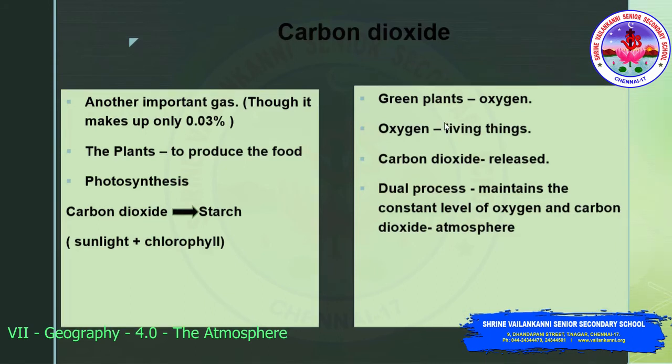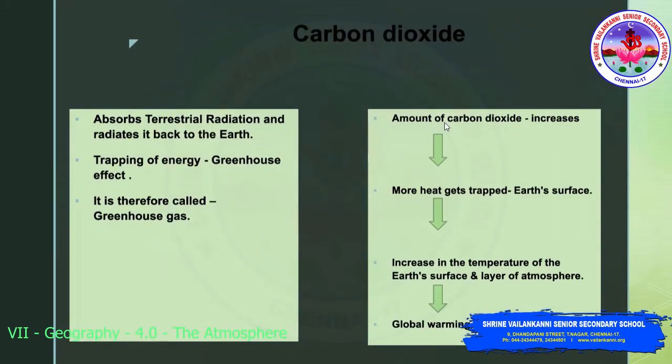Carbon dioxide is also termed a greenhouse gas. It has the nature to absorb the terrestrial radiation, and it radiates it back to the earth. This trapping of energy by the carbon dioxide in the atmosphere produces what is called the greenhouse effect, and therefore it is called a greenhouse gas. If the percentage is constant, there is no problem.